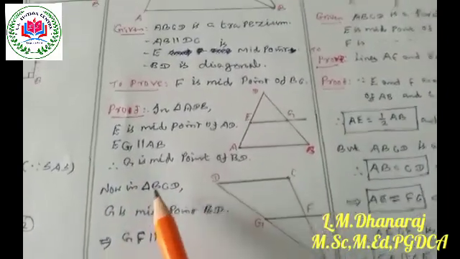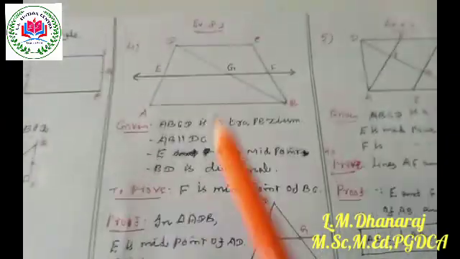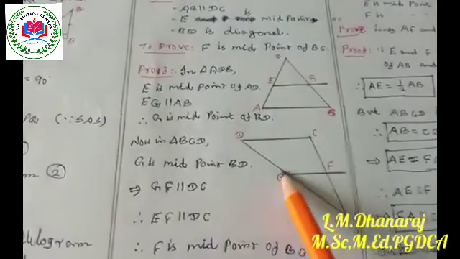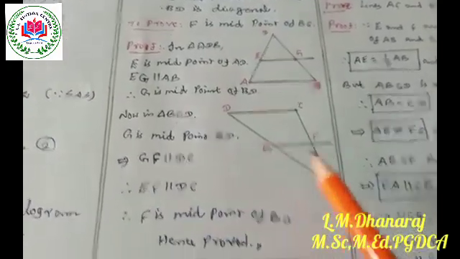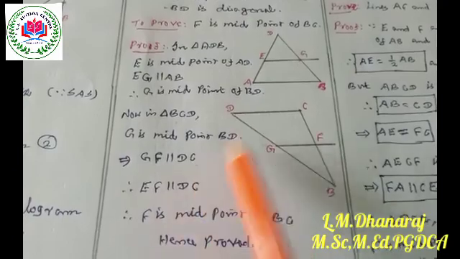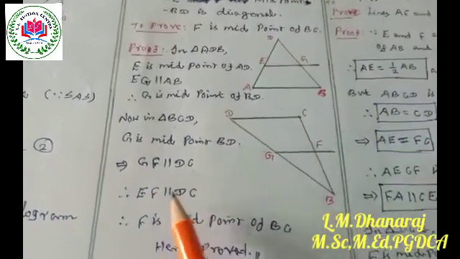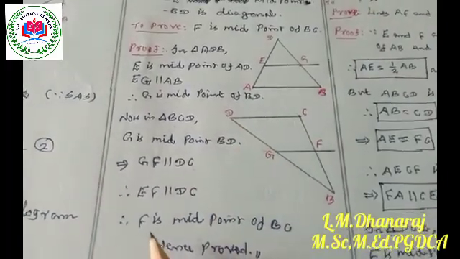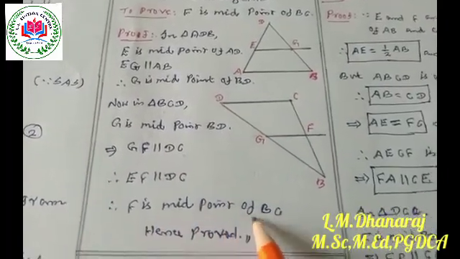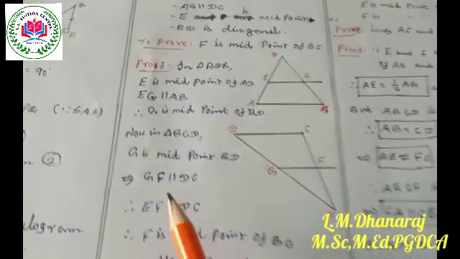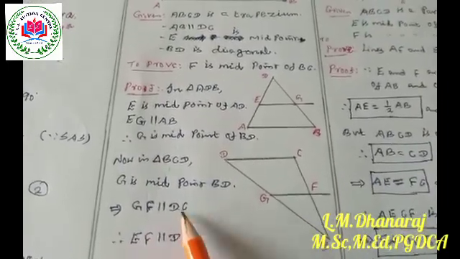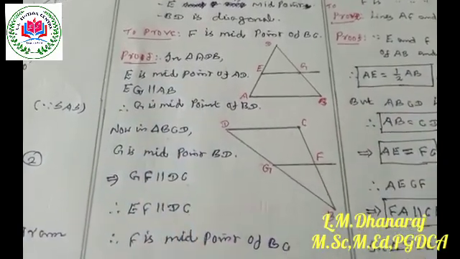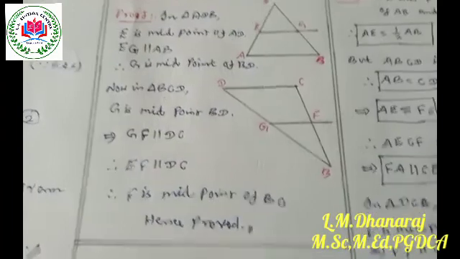Okay. Now let us consider the triangle BCD, and G is the midpoint. Now GF is parallel to DC. This proves that EF is parallel to DC. Therefore, F is the midpoint of BC and hence proved, because GF is parallel to DC. So from this we can say GF is parallel to EF is parallel to DC.